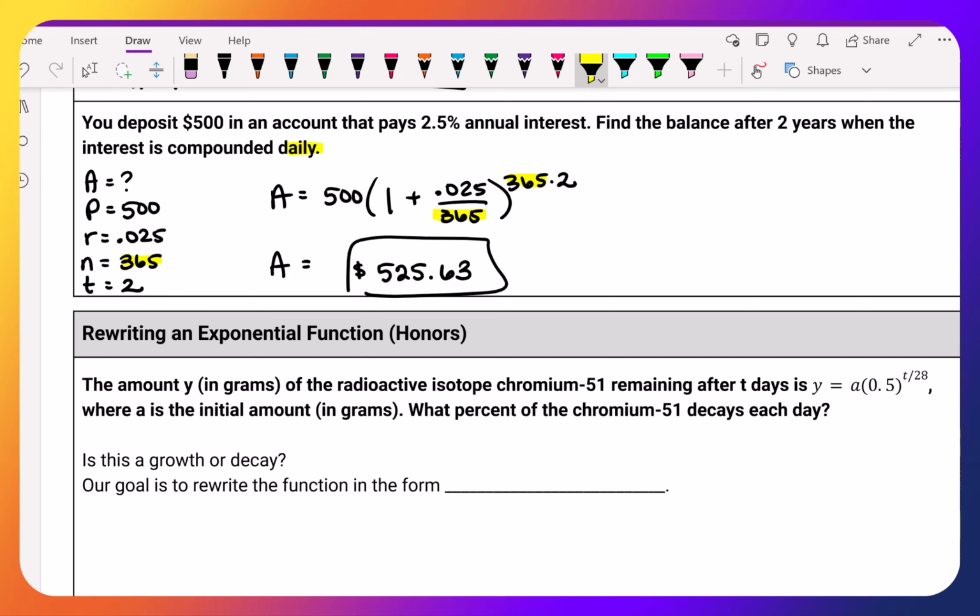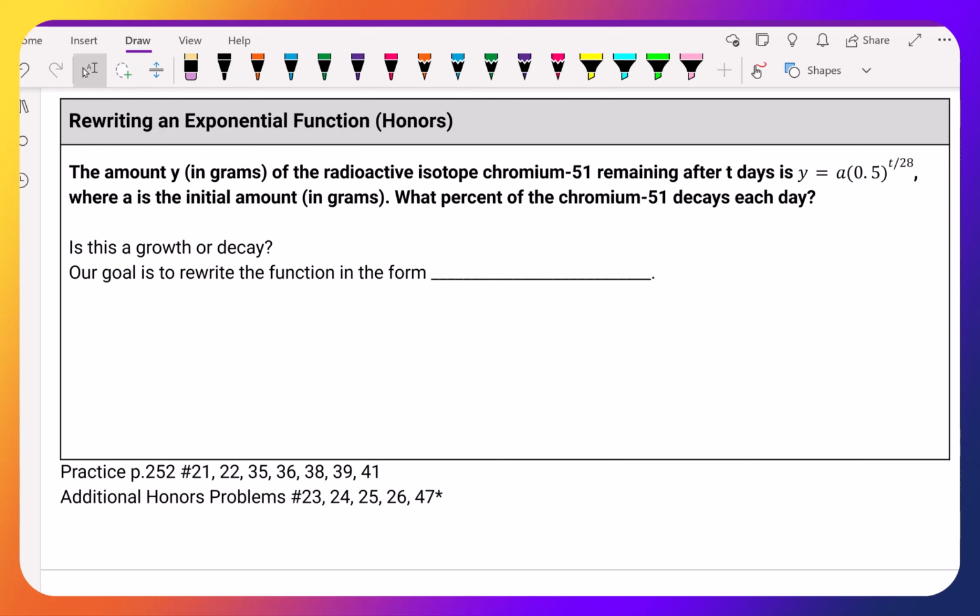Now, if you're a regular Algebra 2 student, you need to go ahead and stop watching the video because you're done with this lesson. But if you're honors, go ahead and continue to watch the video and learn how to rewrite an exponential function. So honor students, we're going to be doing this regularly throughout the chapter, and it may very well wind up on your benchmark.